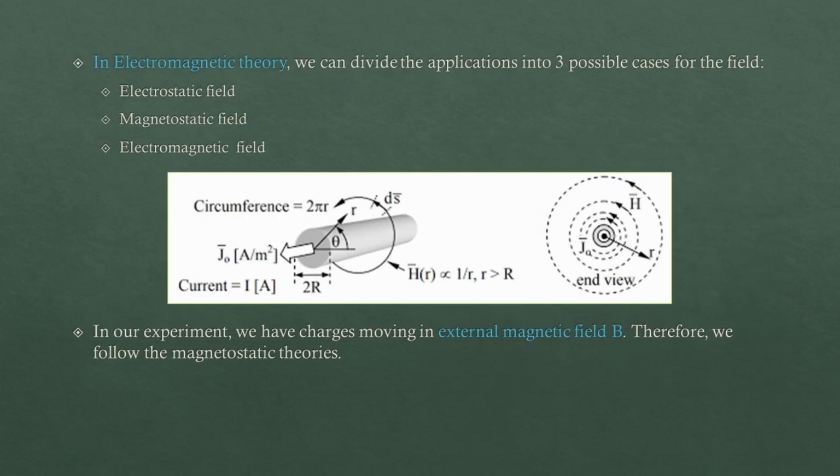Okay, in electromagnetic theory we can divide the application in terms of field to three applications, which is electrostatic field, magnetic field, and electromagnetic field. In our experiment we'll be using the magnetostatic field because we have here a charge moving in external magnetic field.